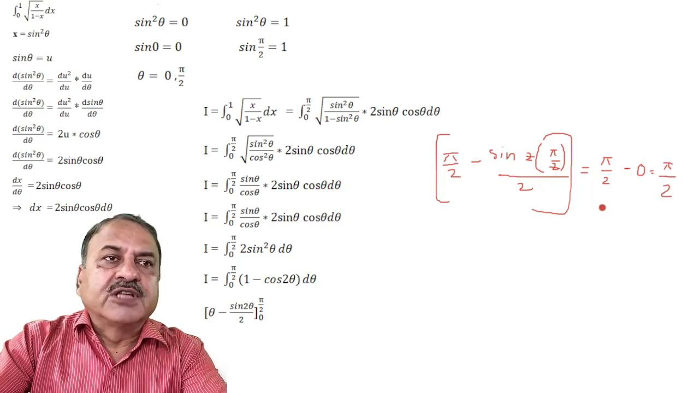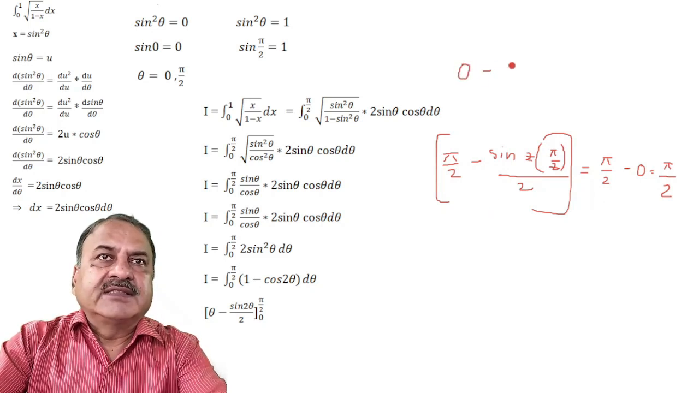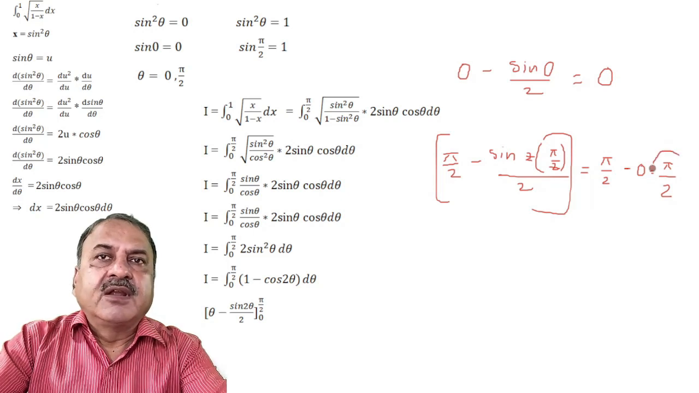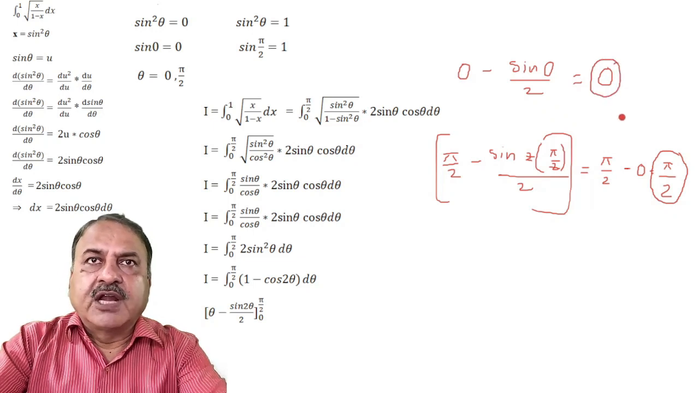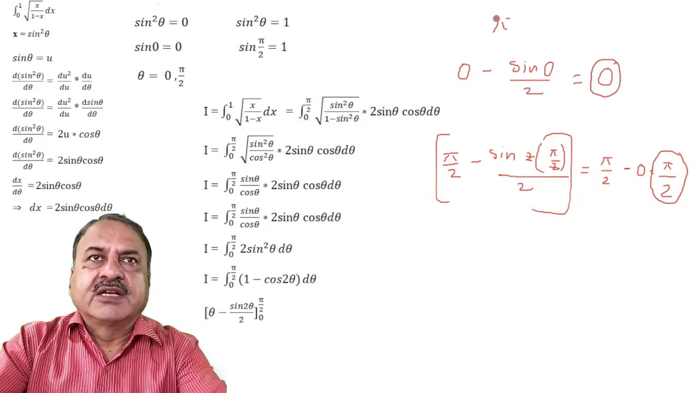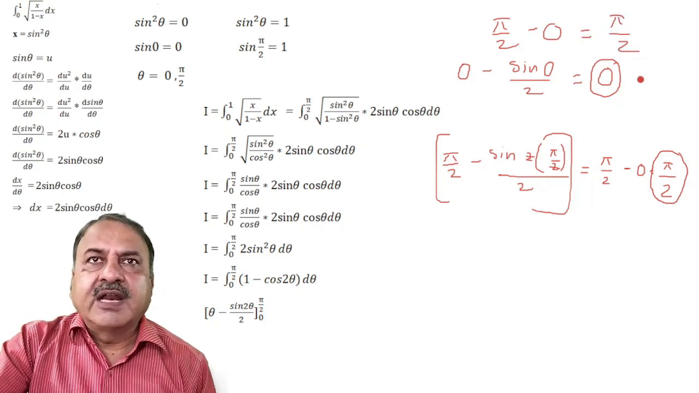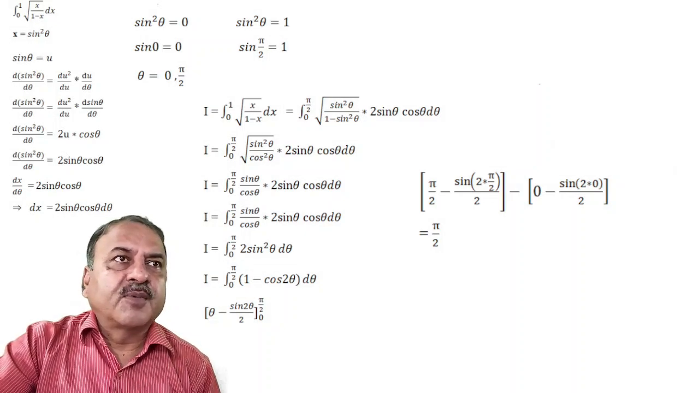Now let's use the lower limit. So the lower limit 0 minus sine 2 into 0 is 0, divided by 2, and it is 0. So if we plug in the upper limit, we get pi by 2. When we plug in the lower limit, we get 0. Now we have to perform the subtraction. Pi by 2 minus 0 is pi by 2. So this is our final answer. Let me put this part on the screen. So this is the whole solution of our problem.